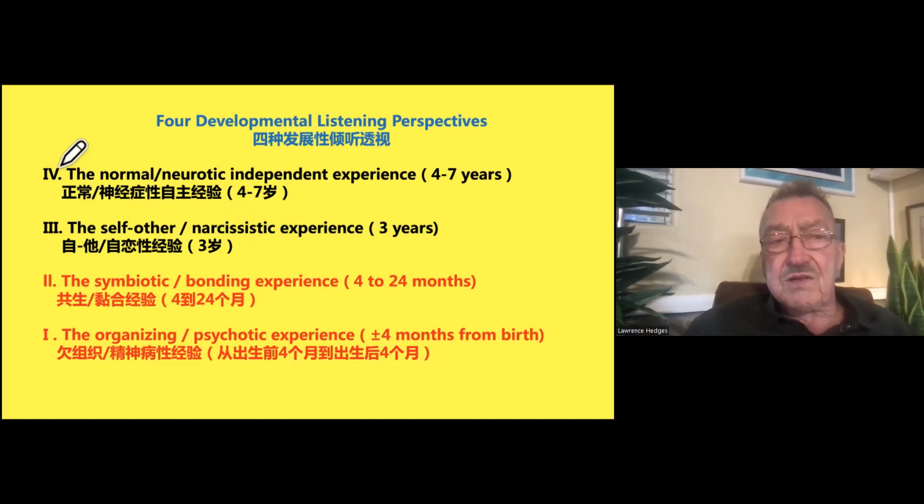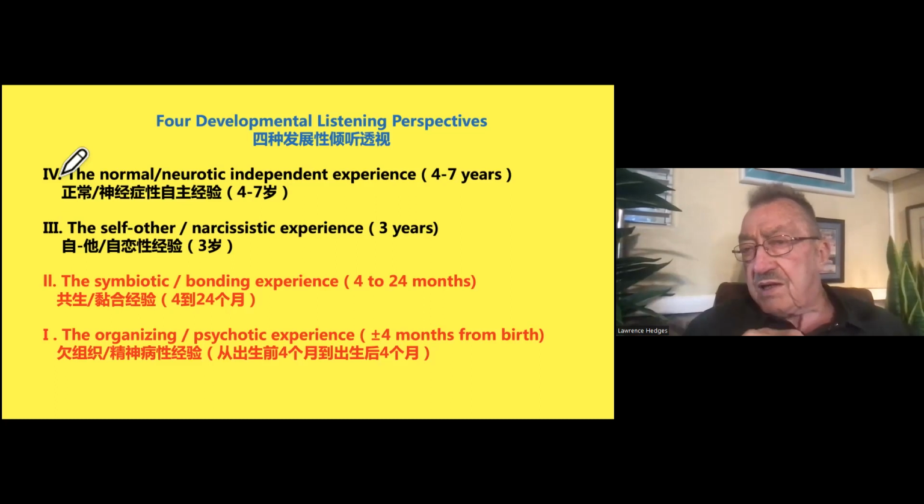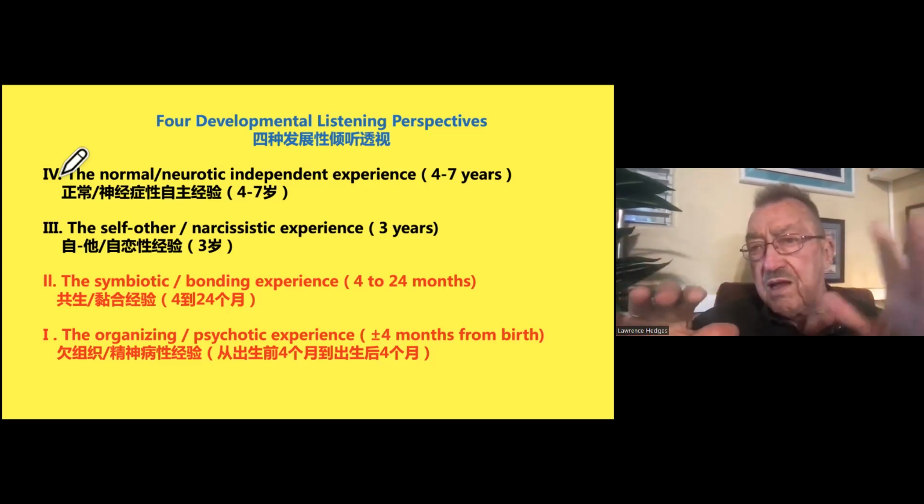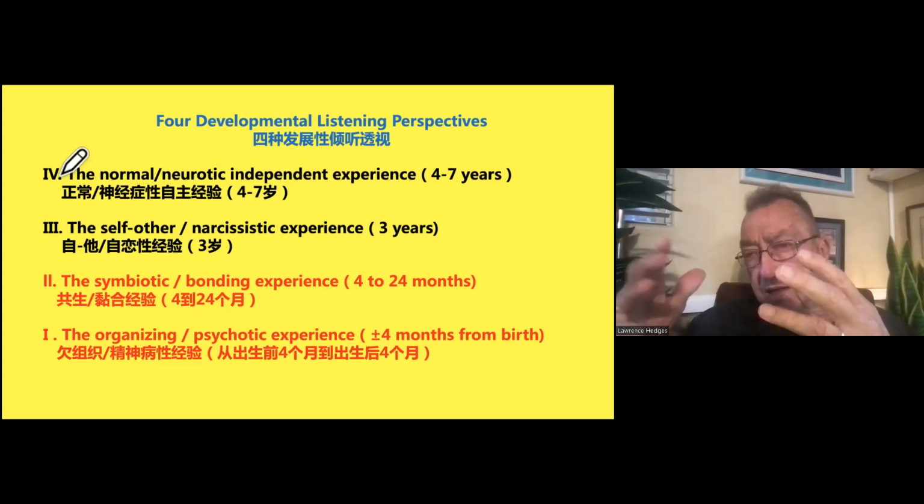Freud first taught us the activity of a 4 to 7-year-old that he called neurotic, and later we began to realize that neurotic and normal are essentially the same. And by this time, a child has organized his or her experiences into language, into symbols. And so children at this age come running in the house and they tell us a story about what happened. And then we say, well, how did that make you feel?